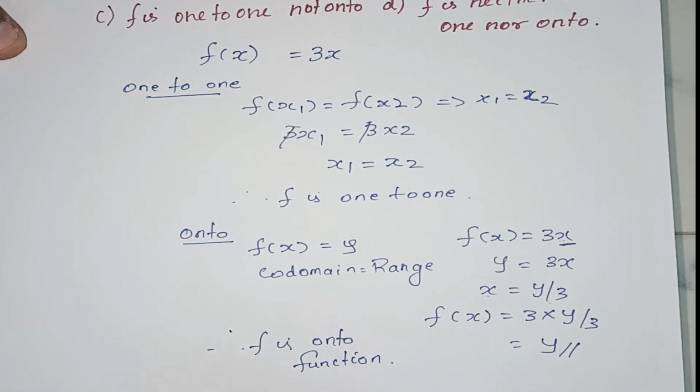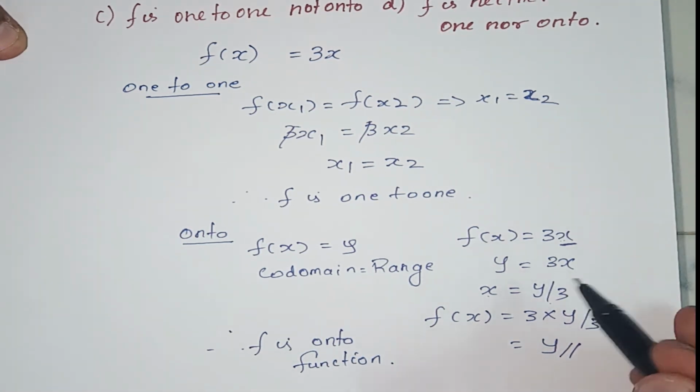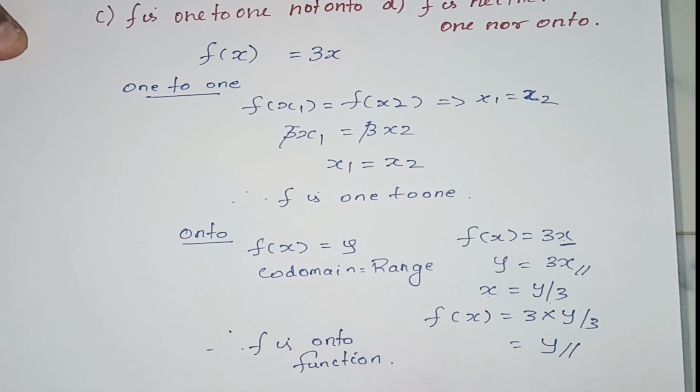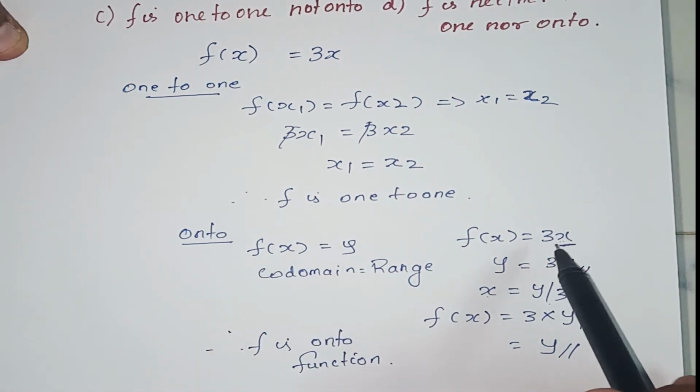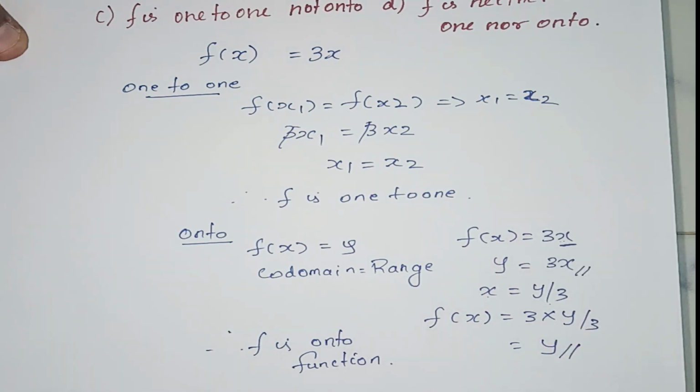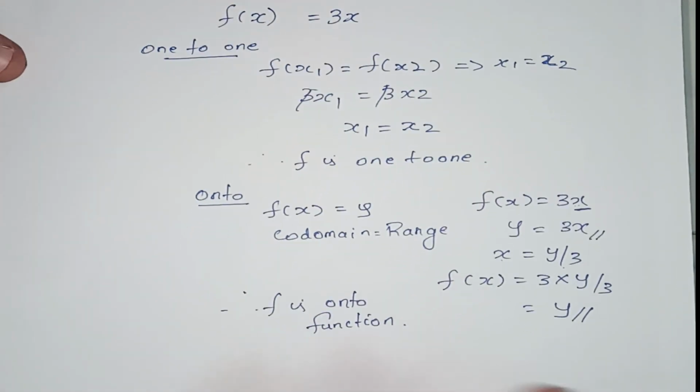Otherwise, we can easily understand this function because all x values are real numbers. So f of x is equal to 3x. Multiplying 3 into all real numbers, the output will be a real number only. So the codomain is a real number, and the range is also a real number. So they are equal. So f is an onto function.